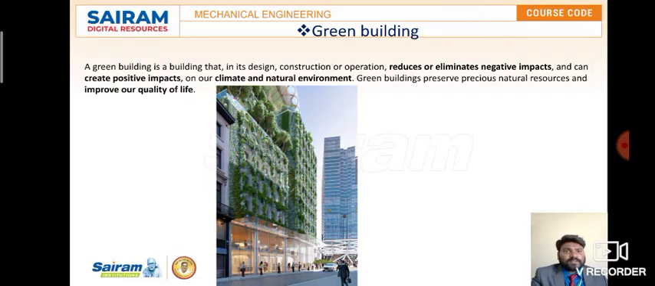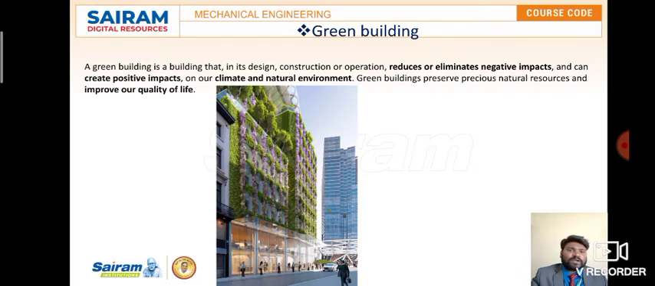So why it is required: this is design, construction and operation to reduce or eliminate negative impact and create positive impact on the climate and the natural environment. Normally on flyovers and some buildings, we see that plants are grown. They encourage planting trees and small plants, to reduce or eliminate the negative impacts falling on the environment.